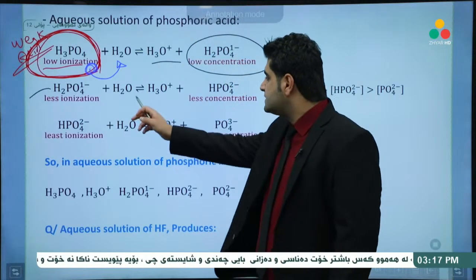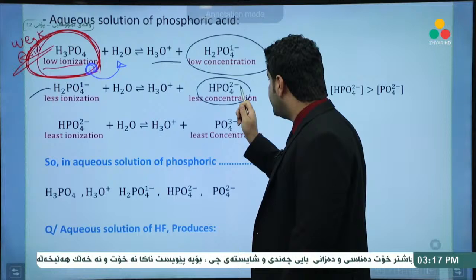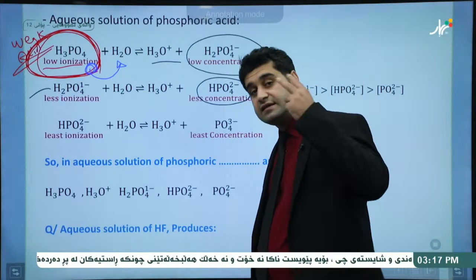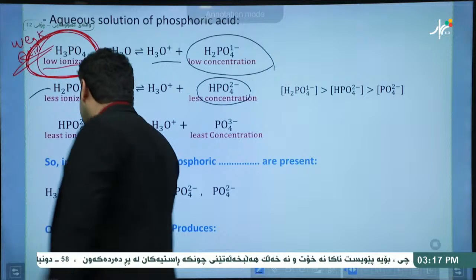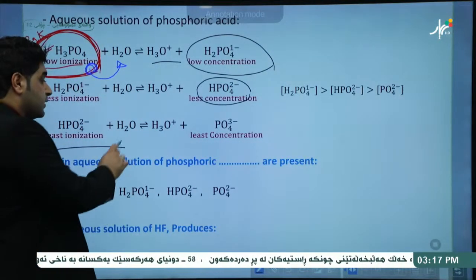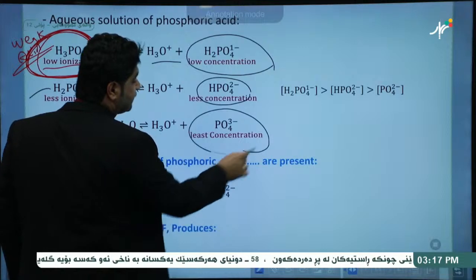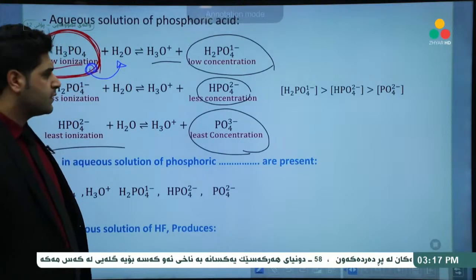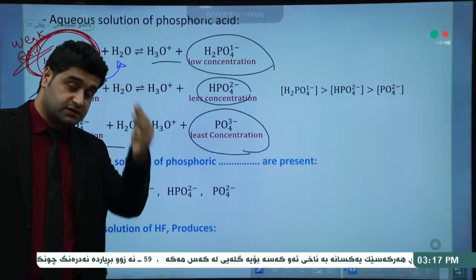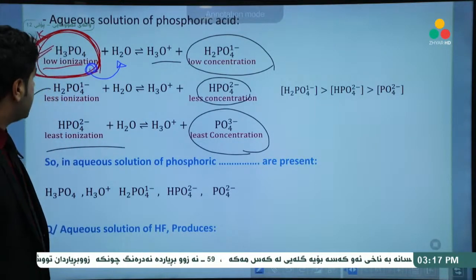H2PO4 negative 1 plus H2O to producing HPO4 negative 2. Why negative 2? We just released the second hydrogen. And then HPO4 negative 2 charged anion plus H2O to producing phosphate anion. Why negative 3? We released 3 protons, 3 hydrogens.